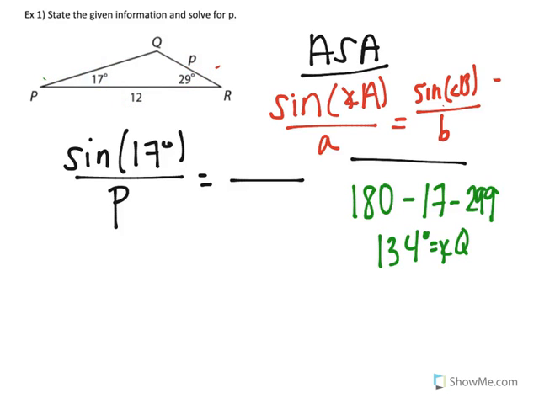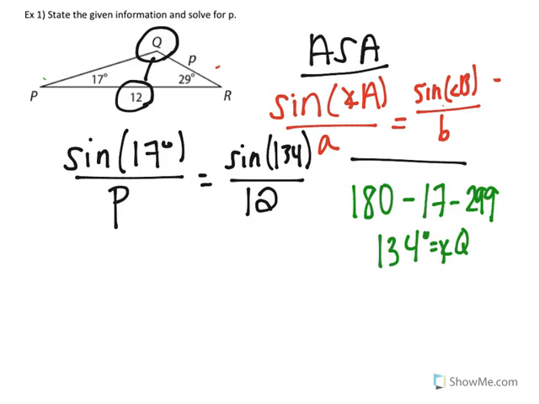We do know that we have the side of 12, so we're going to use the given side, and we can find angle Q across from it. So it'll be sine of angle Q, which we found to be 134, over the side opposite angle Q. So you can only plug an angle into the sine function. You can't plug in a side length. So make sure you check that.